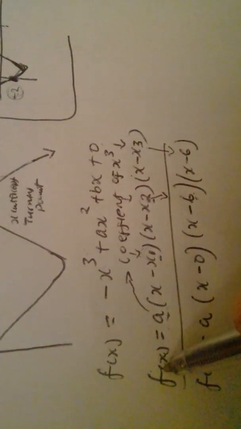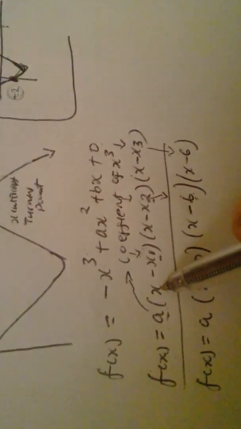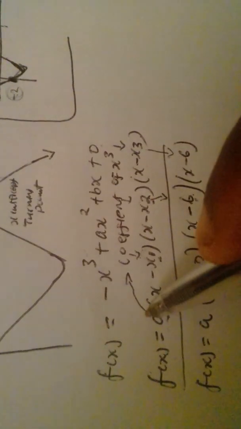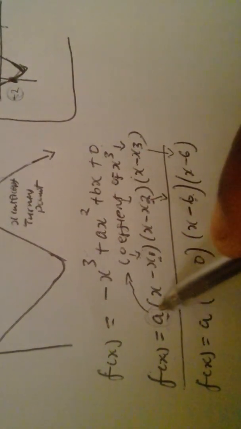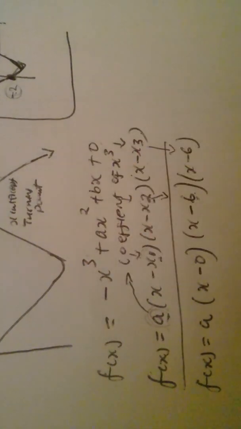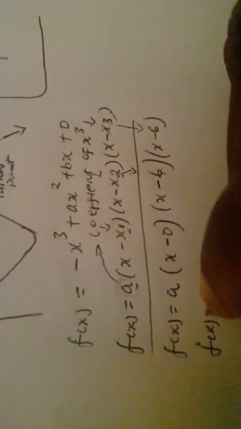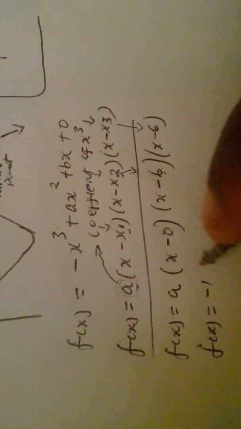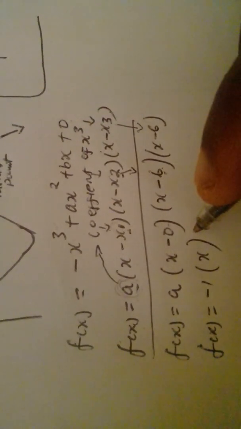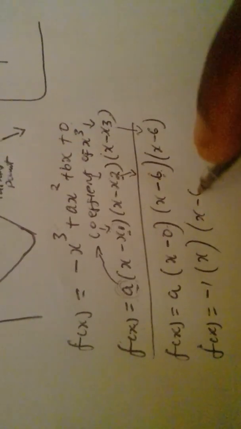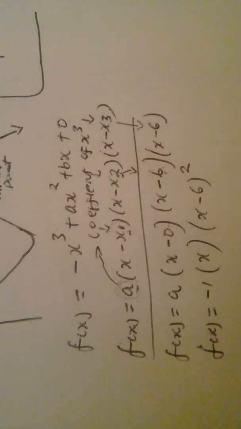In this equation of f of x equals a times x minus x1, x minus x2, x minus x3, you have to remember that a is always the coefficient of x cubed. x cubed is -1. So now you are allowed to say f of x equals -1 times x minus 0, we know it will be x, times x minus 6, it's repeating itself, so you can say x minus 6 squared.